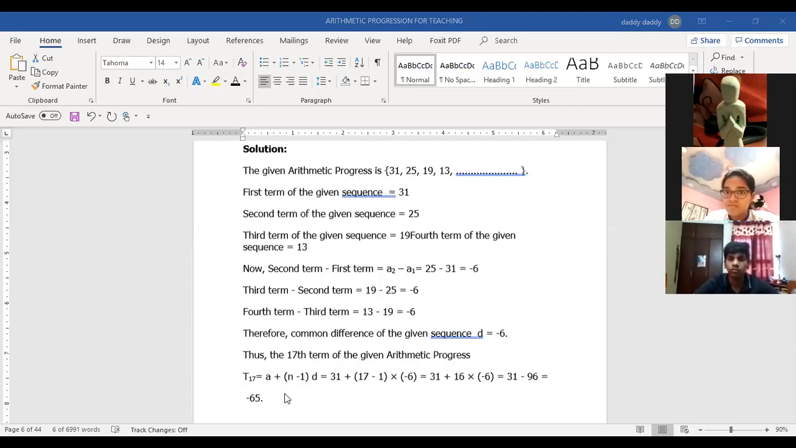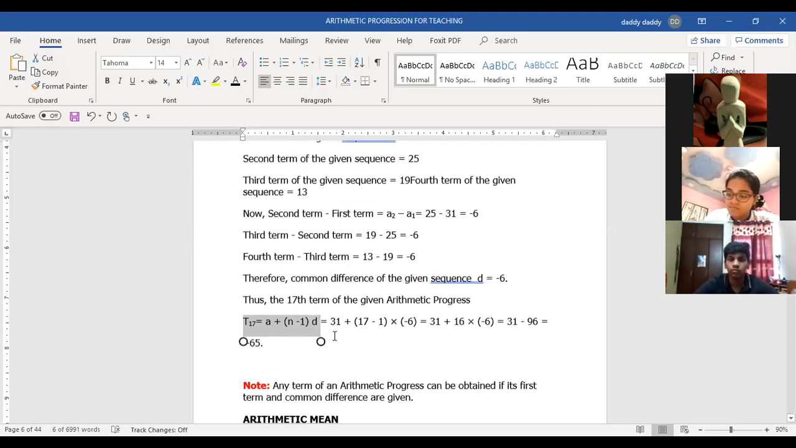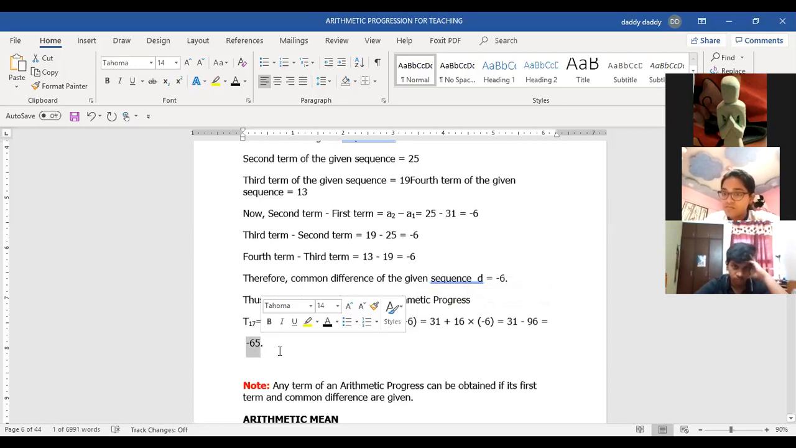So put the values of A, N, and D. A is 31, N is 17, and D is -6. Be very careful because your common difference is a negative term. When you multiply this -6 with 17 minus 1, which is 16, finally it becomes 31 plus 16 into -6. So you get 31 minus 96, which is -65. So the 17th term of this AP is actually -65.